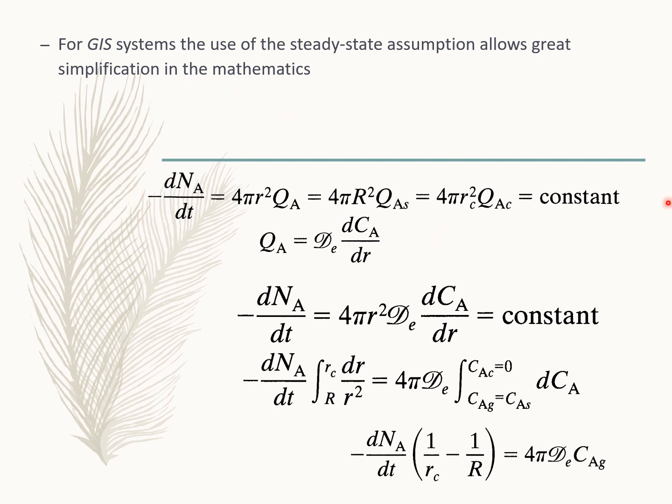In the first line here, we see that QA, as we said, enters through any surface of radius r, 4 pi r squared. This is the surface. QAS, which enters through the exterior surface, this part, so multiplying by the surface, and multiplying by the surface of the unreacted core for QAC, is equal to a constant.